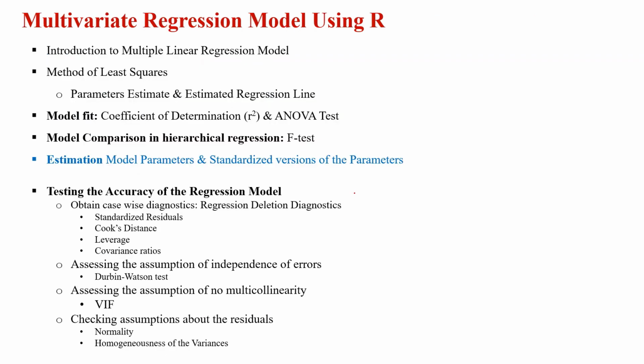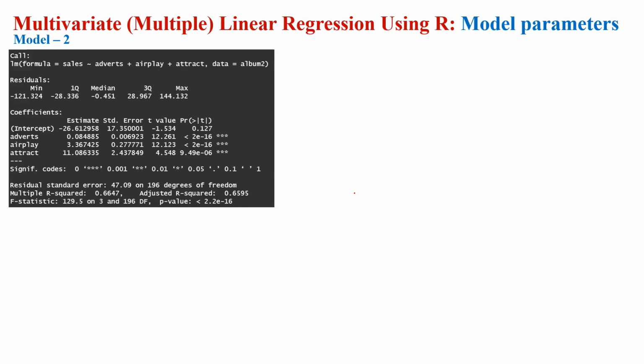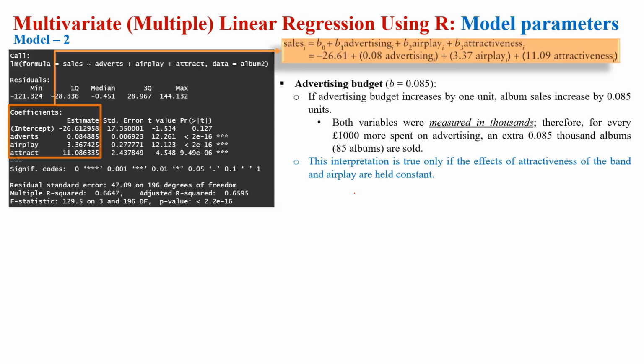Now let's discuss the parameter estimation. Once we have run model 2, that is sales on advertisement expenditure, airplay and attractiveness, we got the parameter estimates. This is the value of beta naught, and these are the values of beta 1, beta 2 and beta 3, because we have the budget in thousands of pounds.